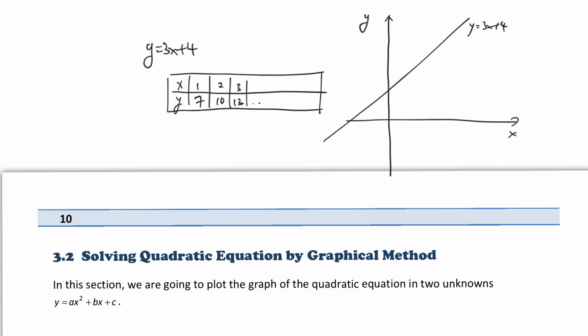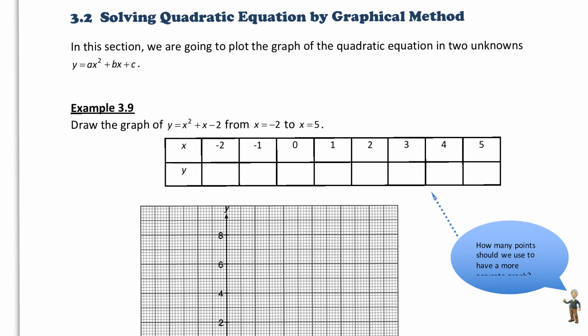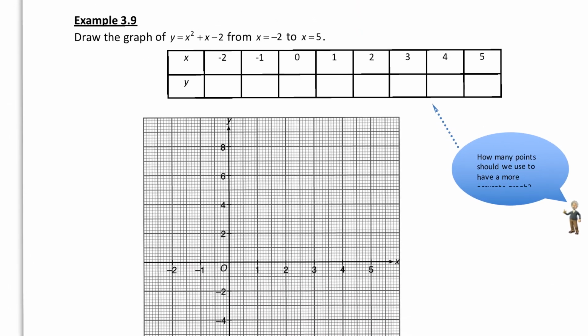If we change the equations from linear to quadratic, this is our quadratic equation. y is equal to a term with x squared, and remember a cannot be equal to 0. If we plot it, what's the shape of the graph? Let's see example 3.9.